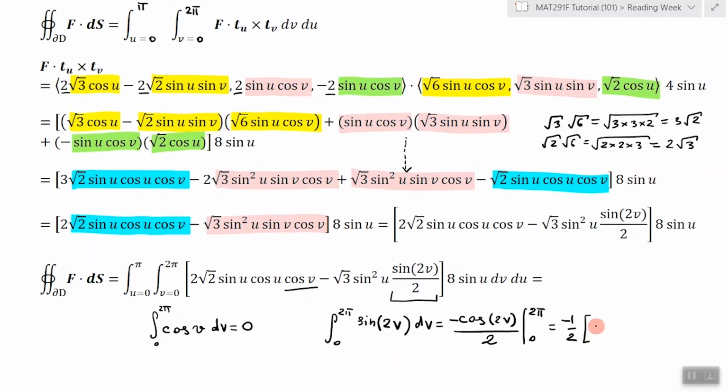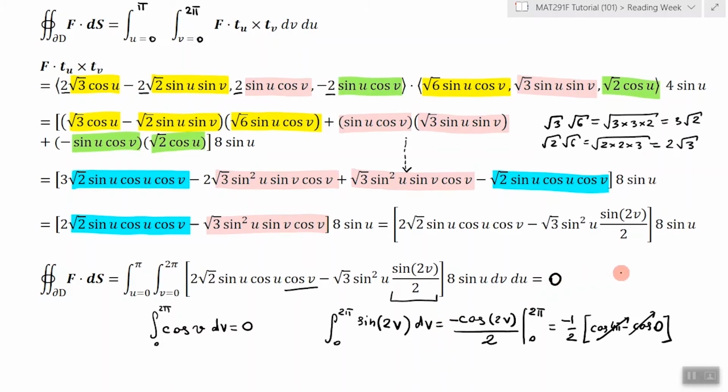And then we have cosine of 4 pi minus cosine of 0, which are really the same number, equal to 1. So then these two things cancel. So then you see integration over v gave us 0. This means that overall integration will just be 0.